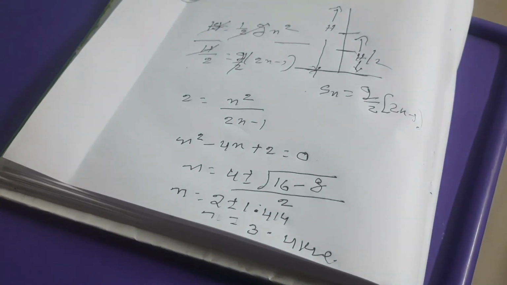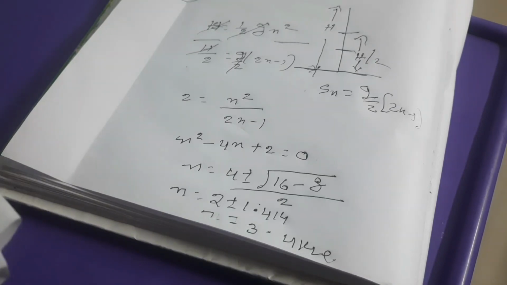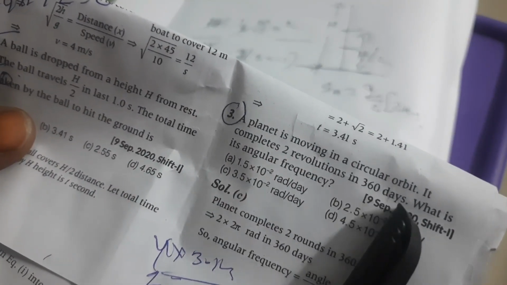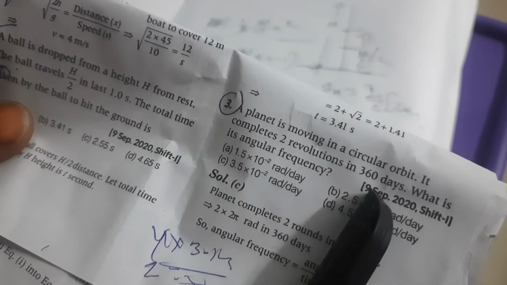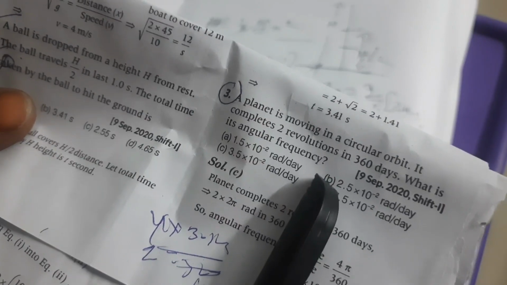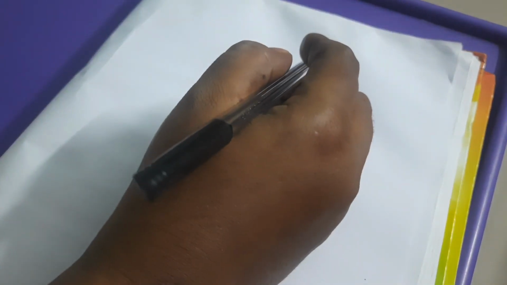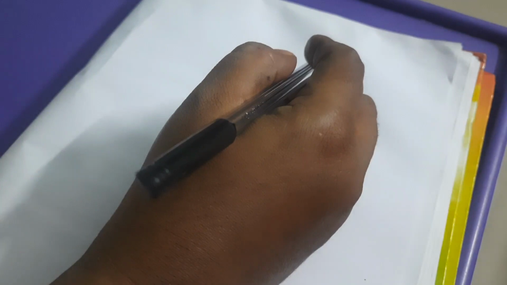Then come to our third problem. Third problem, the question is: a planet is moving in a circular orbit. It completes 2 revolutions in 360 days. What is the angular frequency? And you won't think it is from rotational motion. In kinematics also, the last topic belongs to rotational motion, single dimension. Anyway, what we should find out is the angular frequency.